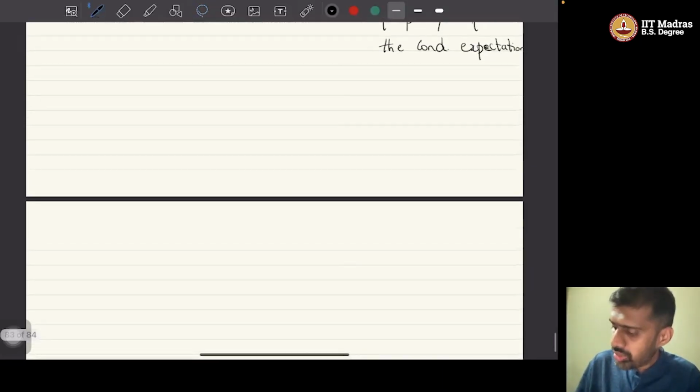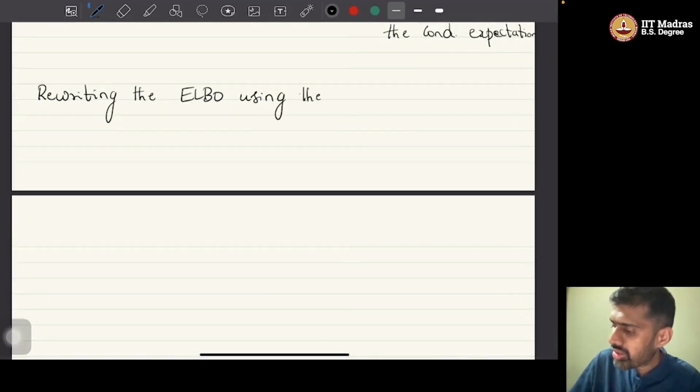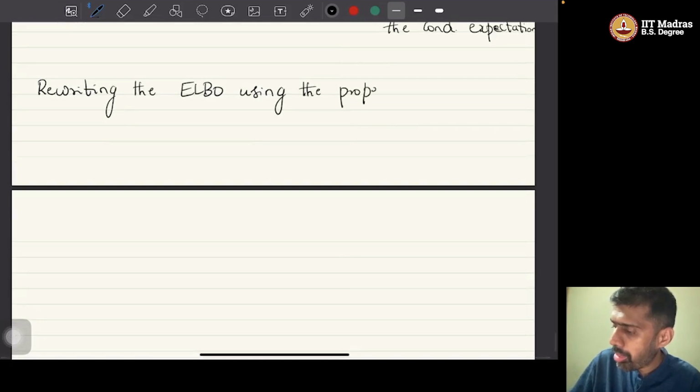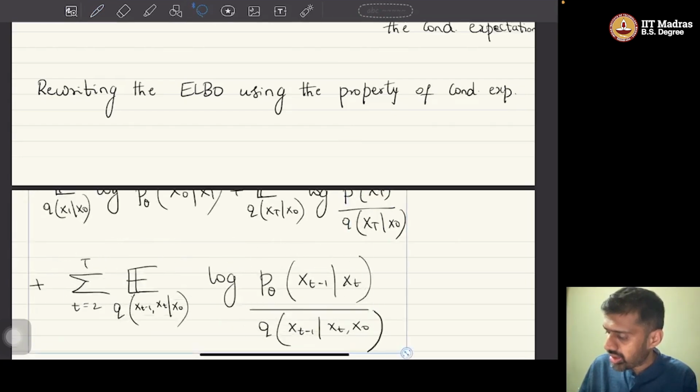So rewriting the ELBO using the property of conditional expectation. We just wrote that particular property, right? Property of conditional expectation. We will have the following. So let us just copy that.